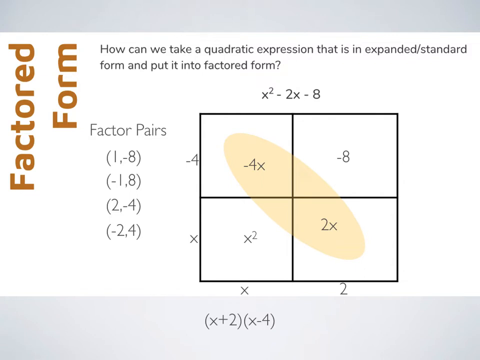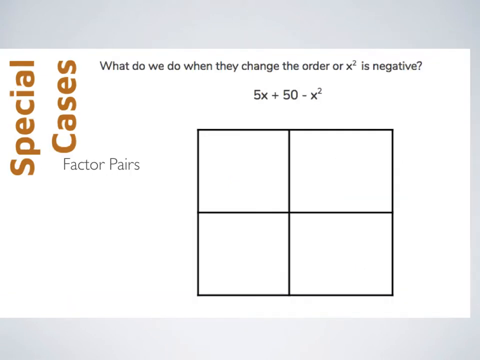So let's look at some special cases. Here we've got one where they've kind of changed the order around on us. If you look, 5x plus 50 minus x squared, the sign in front of the x squared is negative. So I'm just going to rewrite it in the order of -x squared plus 5x plus 50. If they give it to you out of order, put it in order. It's much easier to think about.